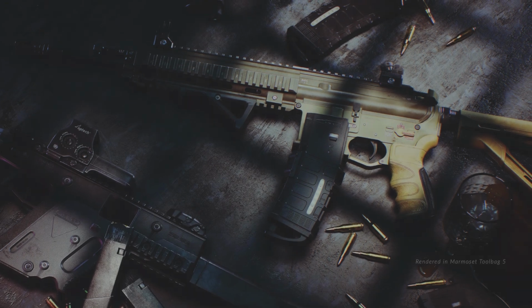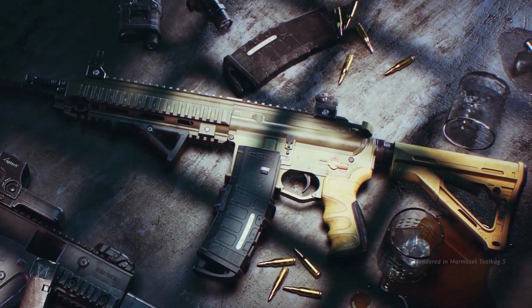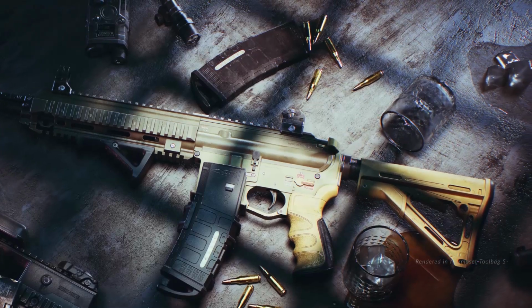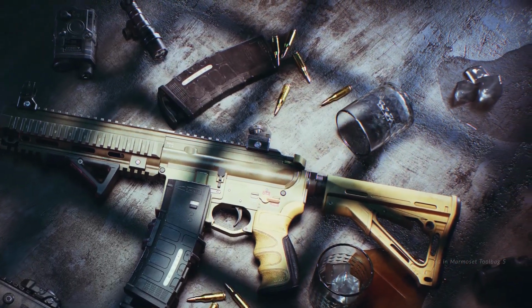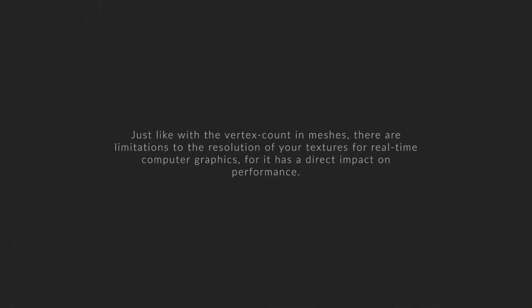When applied to your 3D models, materials and textures allow you to render any surface type you can imagine. Depending on how you author your materials and textures, you can get anything from stunningly photorealistic results all the way to a more cartoony or stylized look. Just like with vertex count in meshes, there are limitations to the resolution of your textures, which can have a great impact on performance.